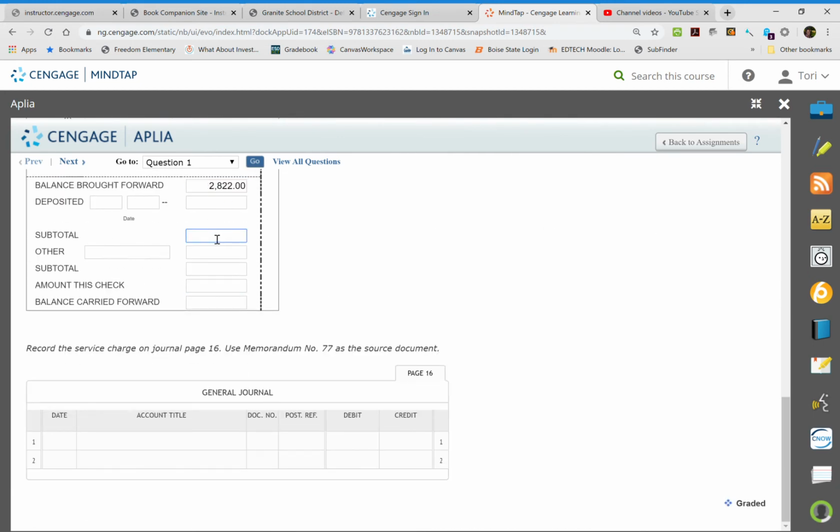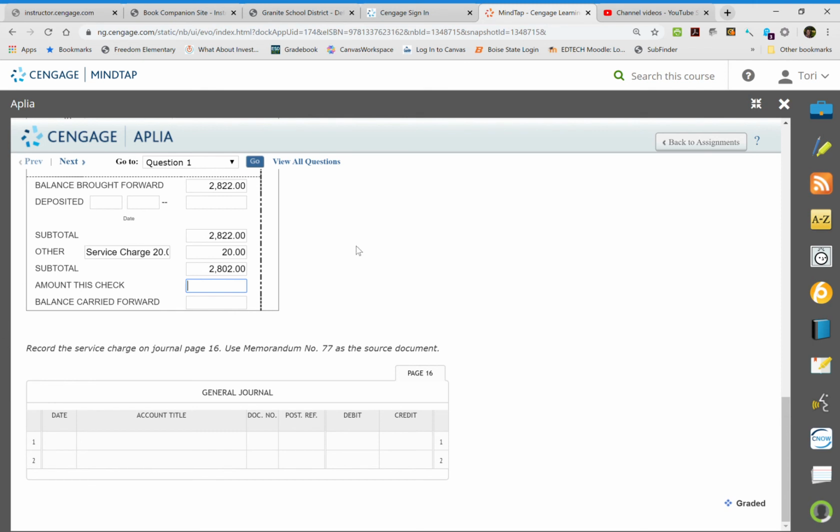We didn't have a deposit, so we're just going to drop that down. If there's any other, which we do have a service charge of $20. We put that right into the notes. We're going to put $20, subtract it for our next subtotal. Now we're not going to put anything for the amount of the check because we have not written a check yet. So this is just to make sure that our information's up to date.